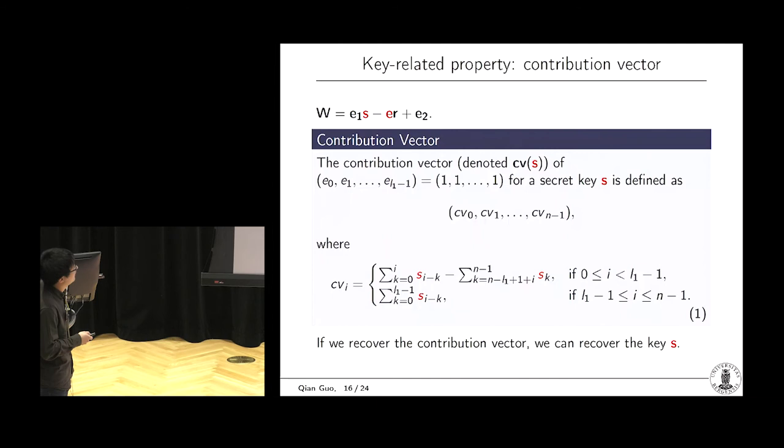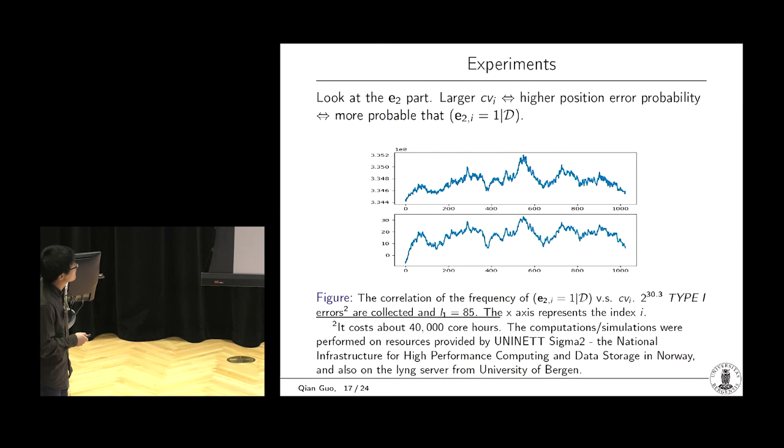So, how to do key recovery? I'll introduce a key-related property called contribution vector. We can shift this controlled interval to starting position 0. So in that case, we can compute the vector CVi. This CVi is just the summation of consecutive L1 positions of Si, or we need to change sign if we do some modular operation.